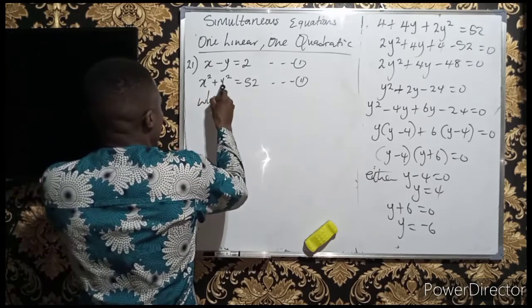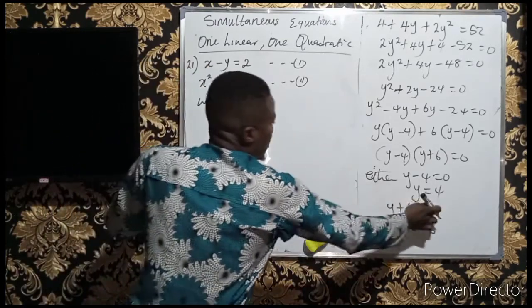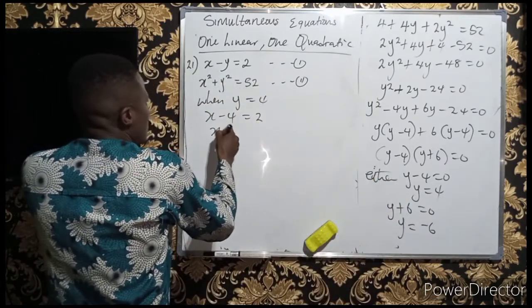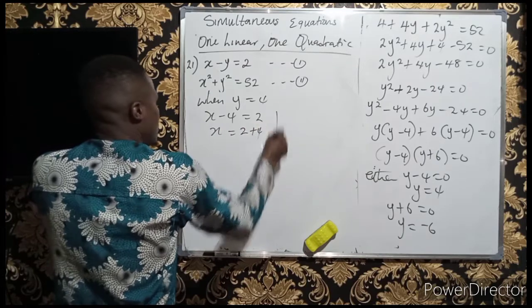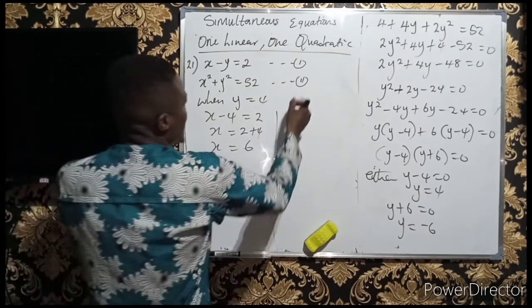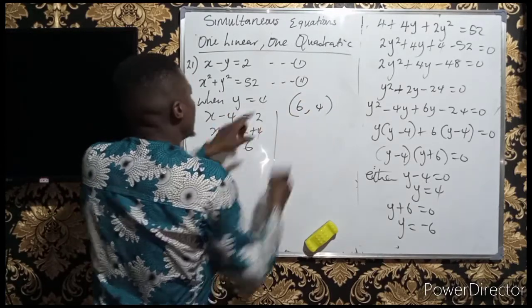So when y is equal to 4, x minus 4 is equal to 2. So x is 2 plus 4. So x will give us 6. Which means when x is 6, y is 4.